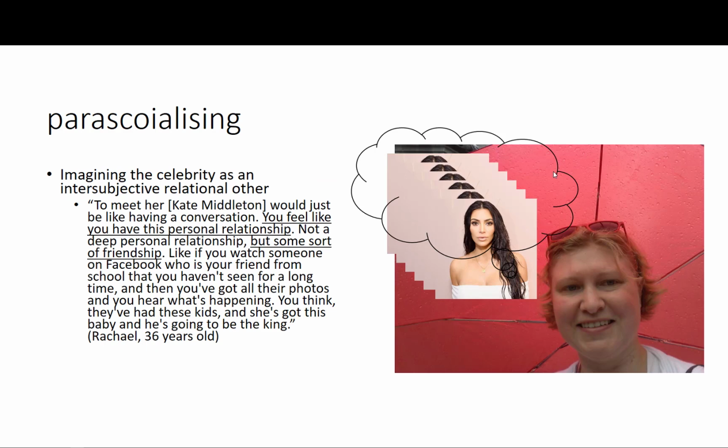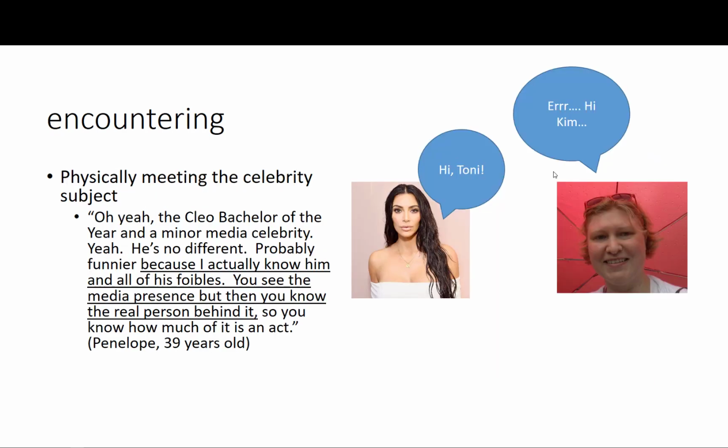Then we have parasocializing, which is having an imagined relationship with the celebrity. So this is imagining the celebrity as an intersubjective relational other. So this is Rachel, 36. She's talking about Kate Middleton. So you feel like you have this personal relationship. Not a deep personal relationship, but some sort of friendship. So here she's not talking about Kate Middleton as a type of person or poor Kate Middleton. She's talking about the fact that she has a friendship with Kate Middleton.